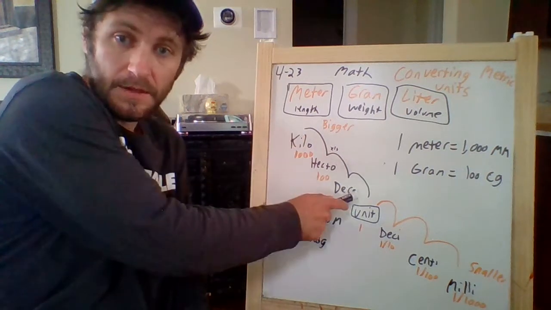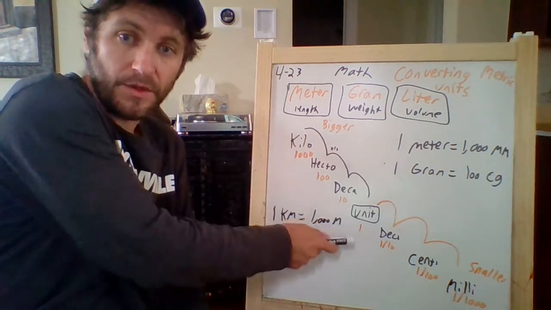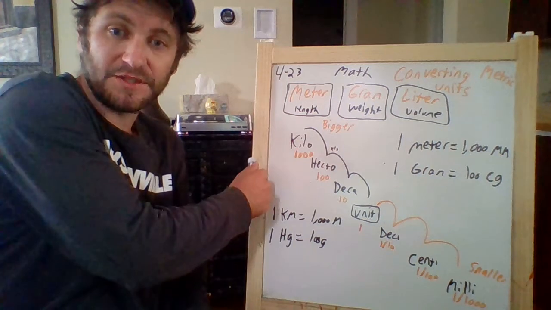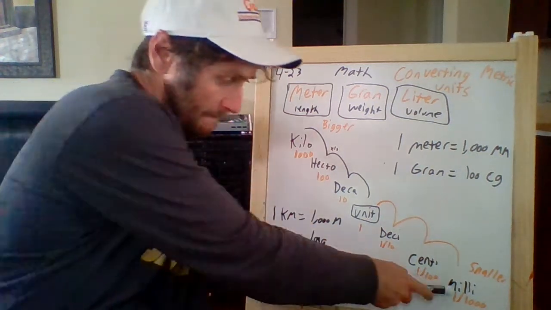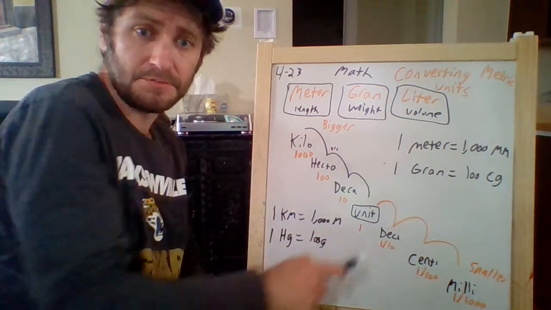So here, deca, hecto, kilo. Those are bigger units of measurement. Milli, centi, deci, smaller.